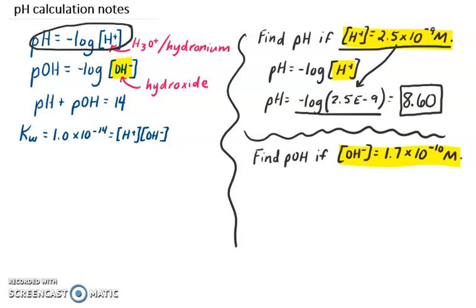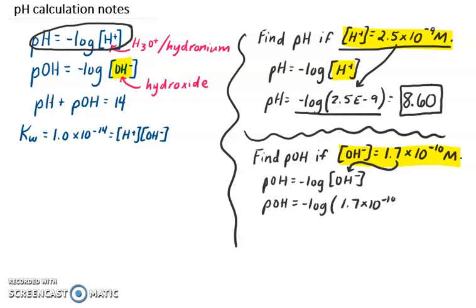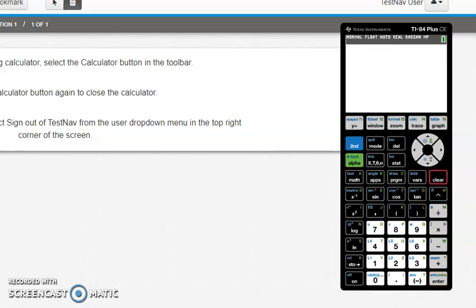I'm going to write down that formula and then substitute in. So pOH equals the negative log of the concentration of OH. And again, I'm going to substitute that value in. So pOH equals the negative log of 1.7 times 10 to the negative 10th. And then let's go ahead and use that calculator again. So this is what I'm going to plug in. So I go back to my calculator. I'm going to clear it out. And again, I hit negative log of 1.7 and then times 10 to the negative 10th.